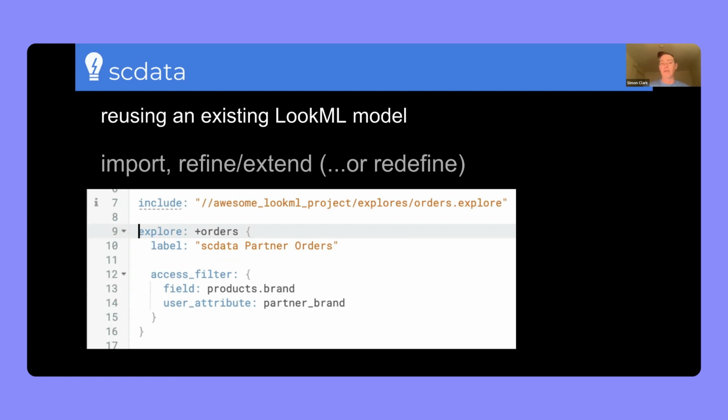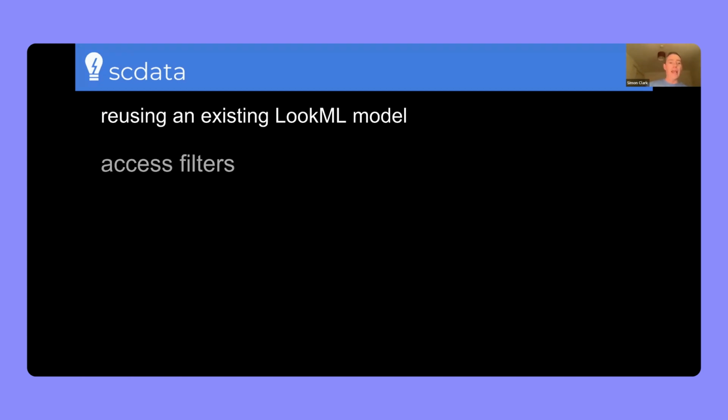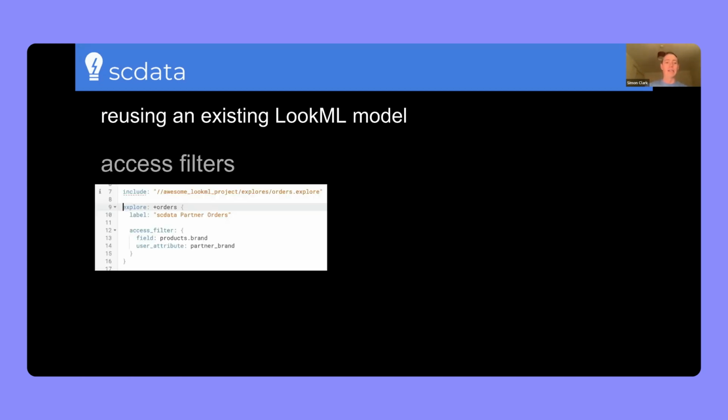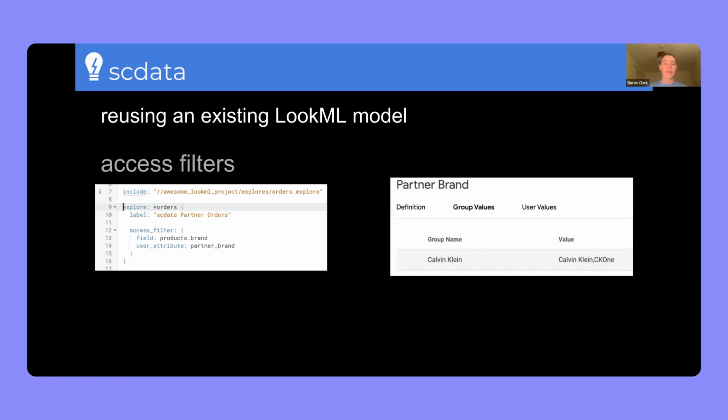So I've got a simple cosmetic one here to change the label, and I'm adding an access filter. If you don't know what access filters are, it's a construct in Looker which lets you tell Looker, in this Explore, go find this user attribute and use it to filter this field. So in this case, our Orders Explore has got a product brand field, and we want to make sure that our partners only see data for their brand.